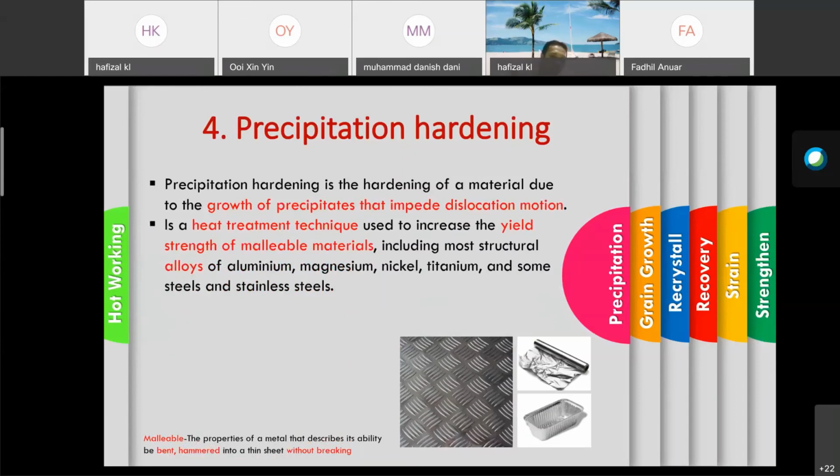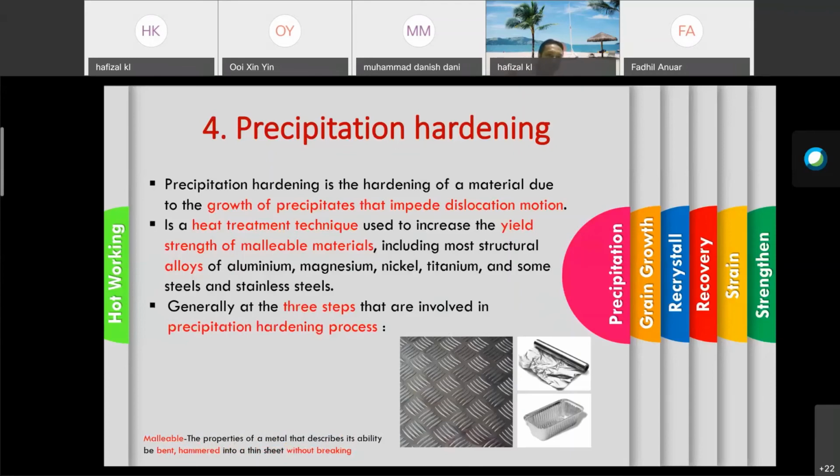Malleable material, in Malay, means it can be shaped. We call it the property of metal that describes its ability to bend, be hammered or formed into a thin sheet without breaking. So this is malleable. This one is related to alloy metal sheet or something like that.